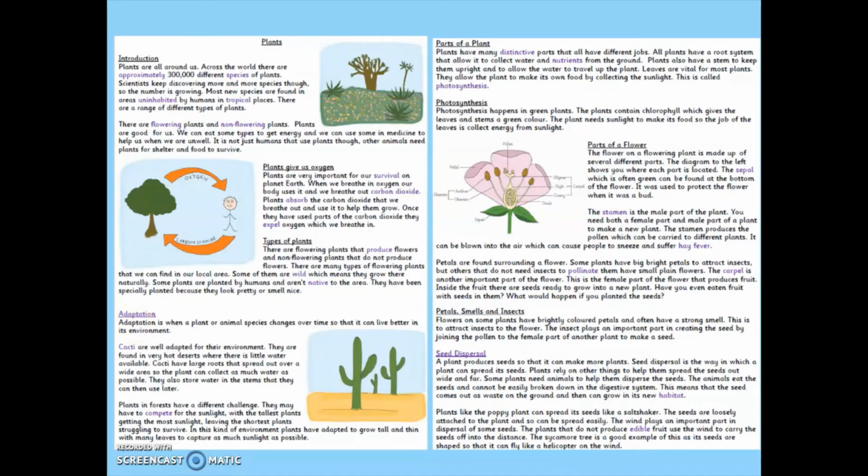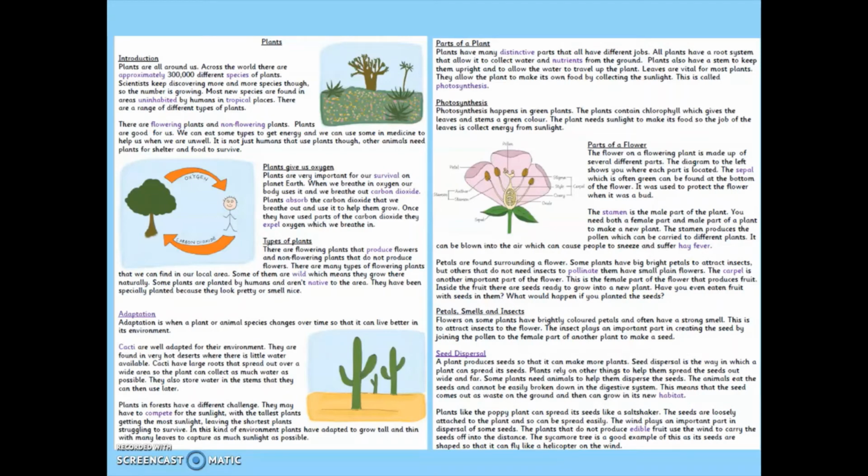Adaptation. Adaptation is when a plant or animal species changes over time so that it can live better in its environment. Cacti are well adapted for their environment. They are found in very hot deserts where there is little water available.